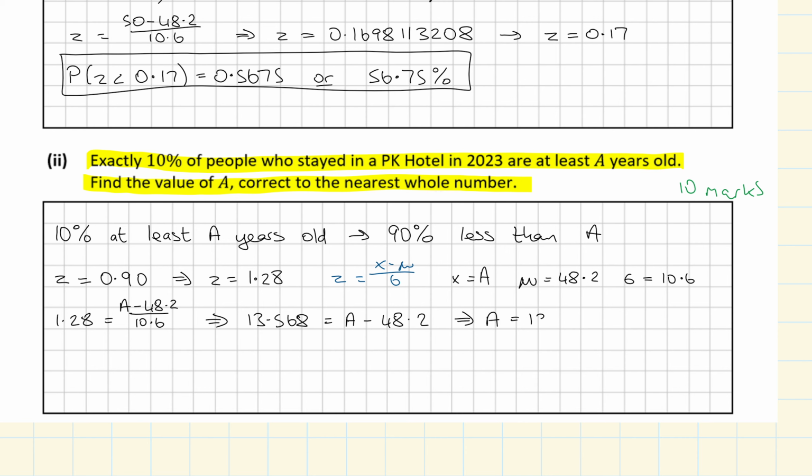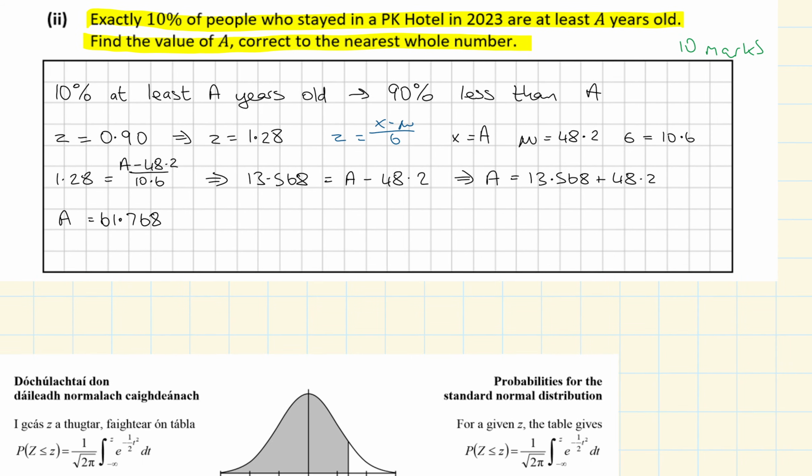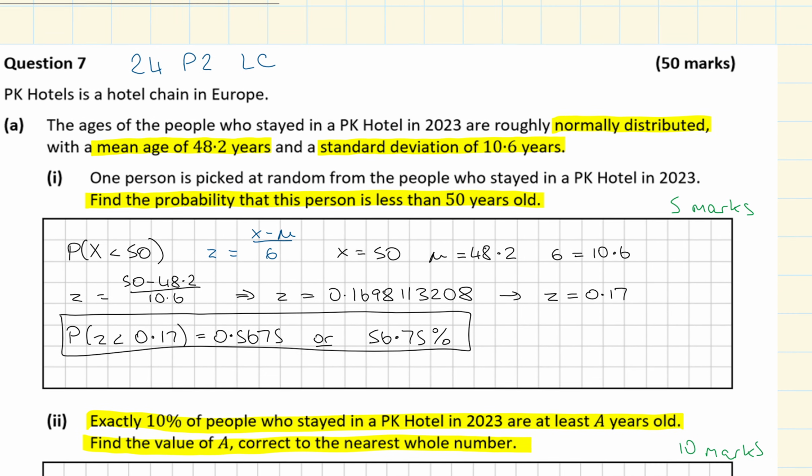Bring it to one side. A is equal to 13.568 plus 48.2. Into your calculator, you get A equals 61.768. They'd asked us to write our answer correct to the nearest whole number. So we get A is equal to 62 years. So just in terms of the data then, it means that exactly 10% are at least 62 years old, rounded to the nearest whole number. And that's us done. That's that question answered for 15 marks.